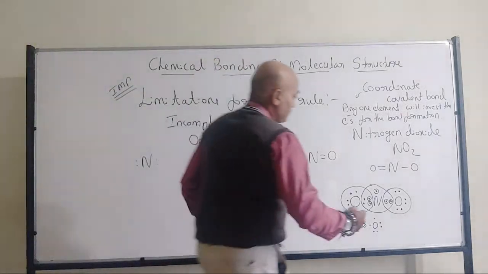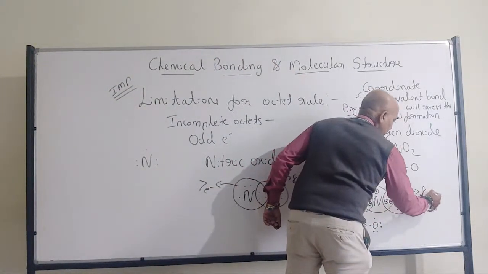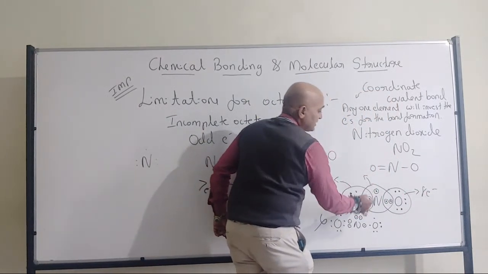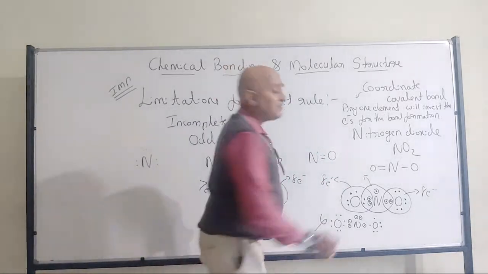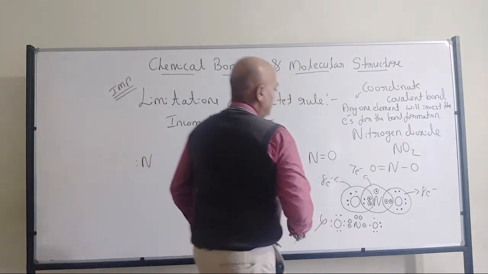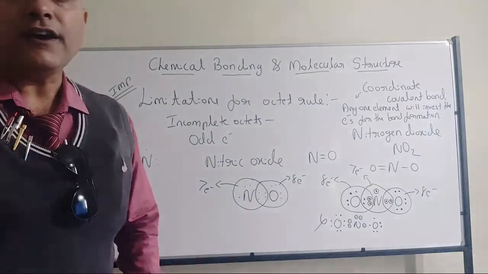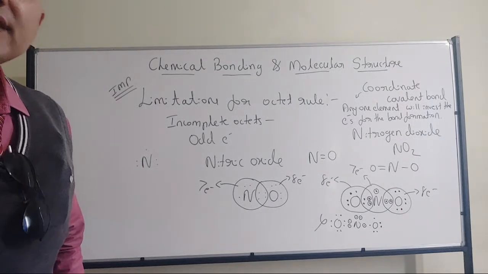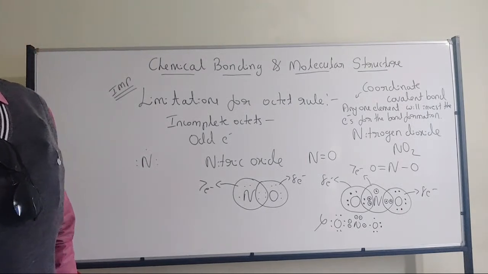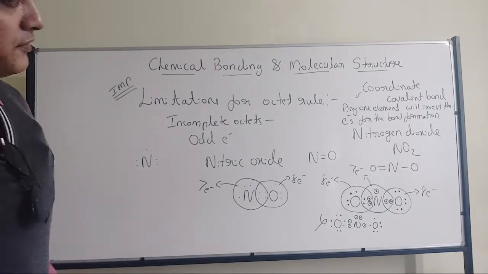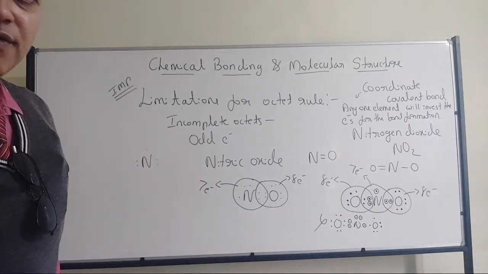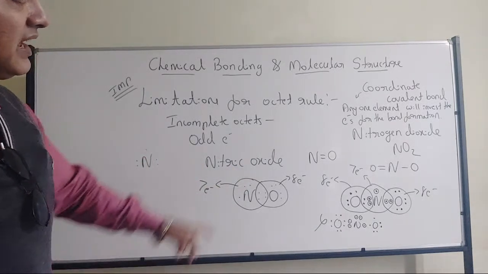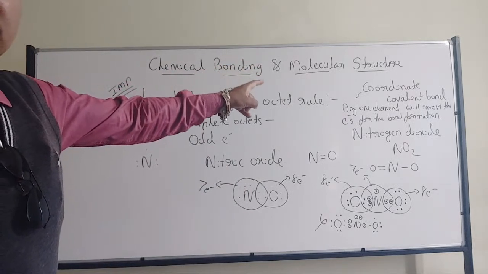Now if you observe carefully, oxygen has 8 electrons, but nitrogen is with 7 electrons. Nitrogen is with 7 electrons, still this molecule is existing in nature. All of you have understood? Fine. So that's where we have the coordinate bond, the coordinate covalent bond.